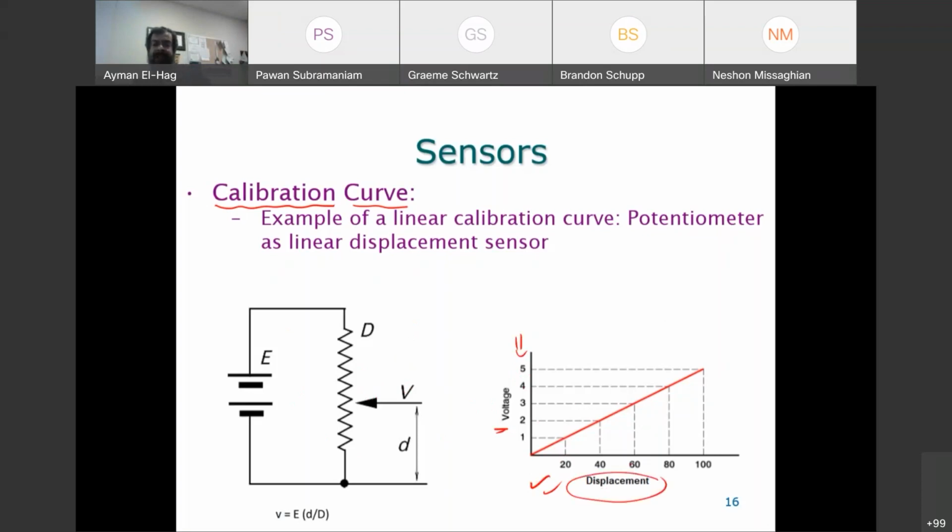This could be in millimeter, in centimeter, whatever the unit is. So that's what I want to know. So I have to have the calibration curve. For example, if I have 3 volt measured, this means that displacement was 60. That is of interest.